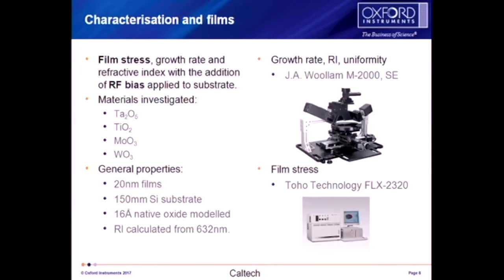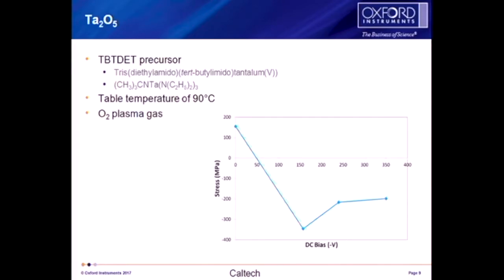But let's have a look. The experiment itself can be defined here. We're specifically looking at tantalum oxide, titanium oxide, molybdenum oxide, and tungsten oxide. These are just the general features: Woollam being the measurement for the thickness, uniformity, and refractive index, and we use the Toho Technology FLX for the stress. The other key thing here is we're targeting thicknesses of 20 nanometers. Okay, to the results.